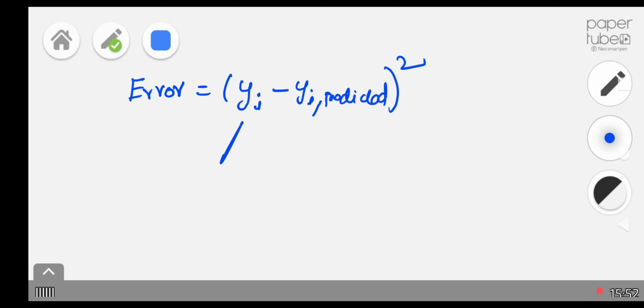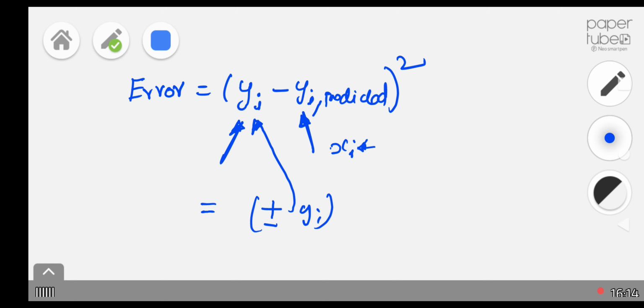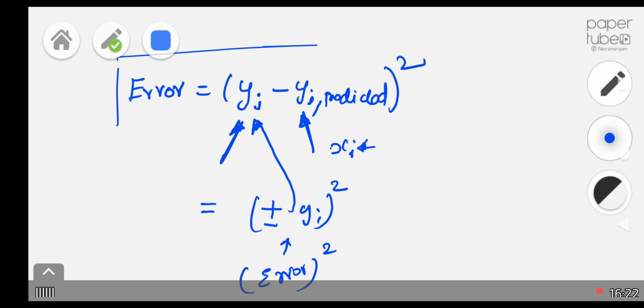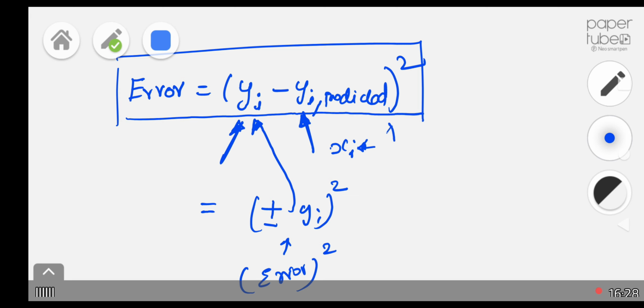This is your actual experimental data. This is something that we predicted for the given xi. xi is your independent variable, and then you take the difference, that should give something plus or minus with respect to your experimental data yi, and then you take the whole square. What do I mean by this? So this is error, and then you take the whole square. So this error function is equal to yi minus yi predicted raised to the power 2. It's nothing but the sum of the errors squared.